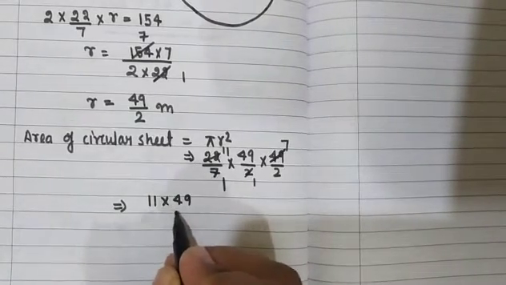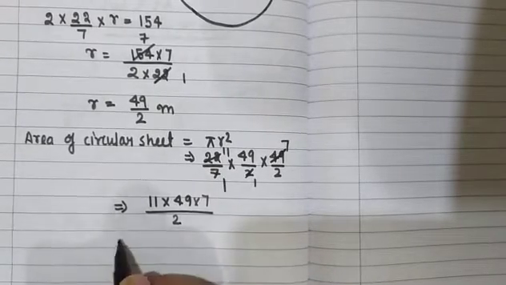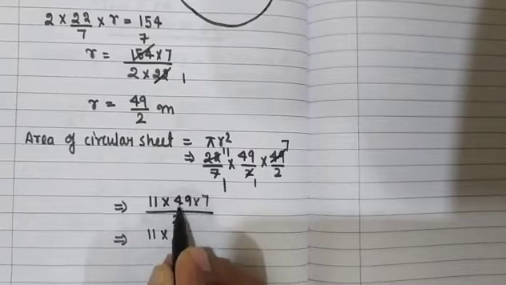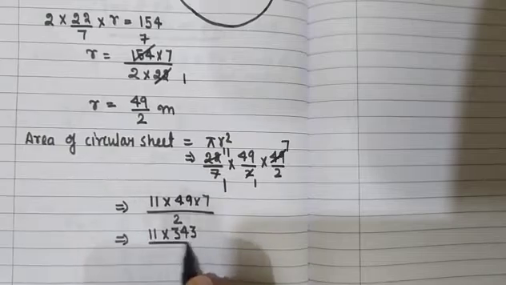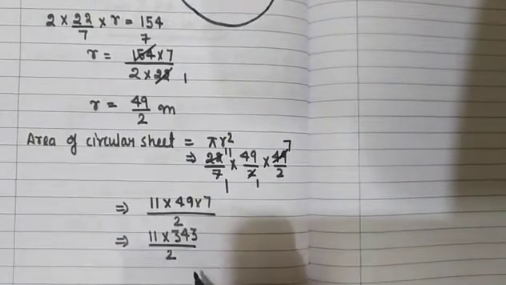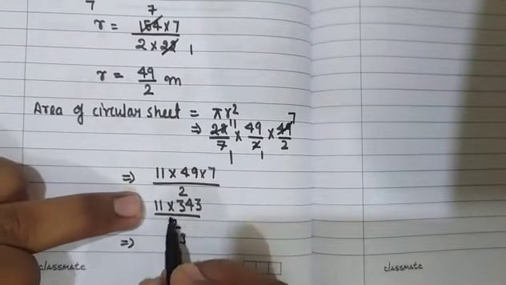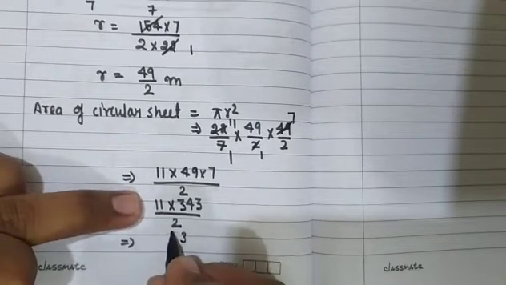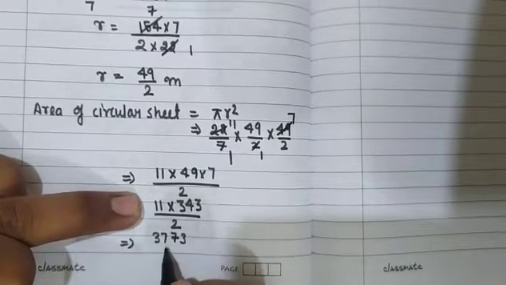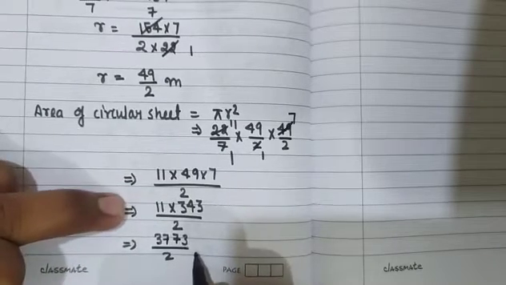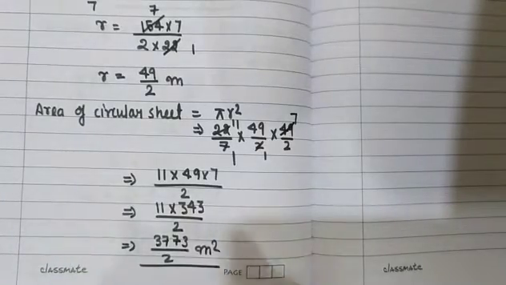So it will be 11 into 49 multiplied by 7 divided by 2. So it will be equal to 11 into 49 multiplied by 7, that is 7 cube. So it will be 343 divided by 2. So 11 3 ja 33, 3 remainder, 11 4 ja 44 plus 3 47, 4 remainder, 11 3 ja 33 plus 4 37 divided by 2. So this is the area, so it will be meter square. So this is the required area of the circular sheet.